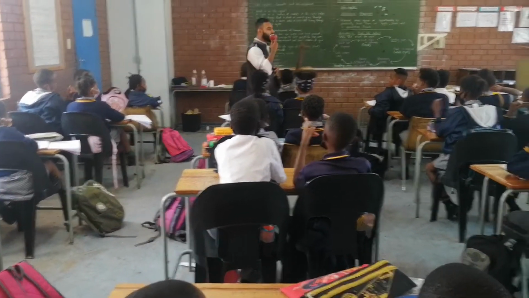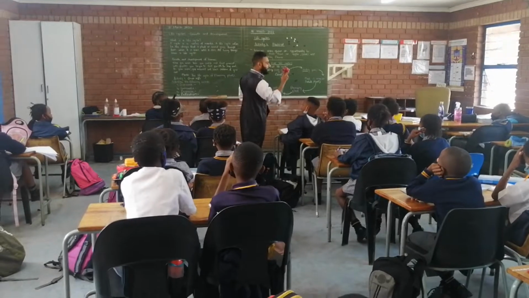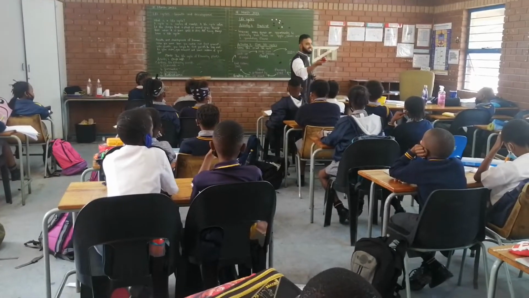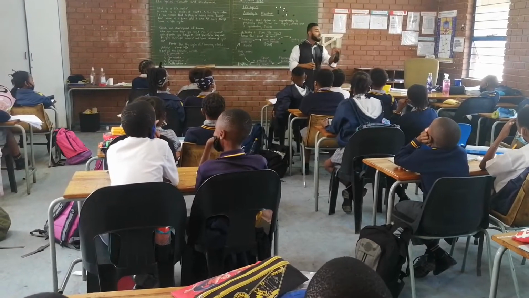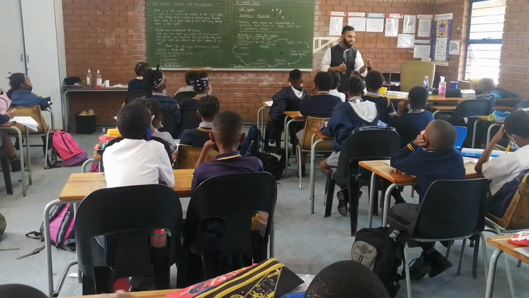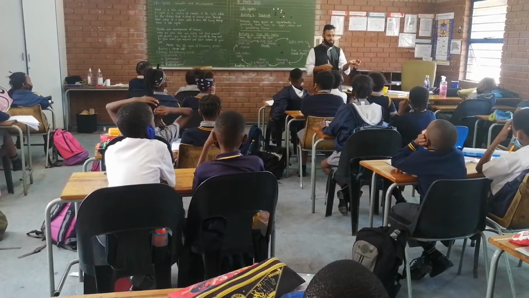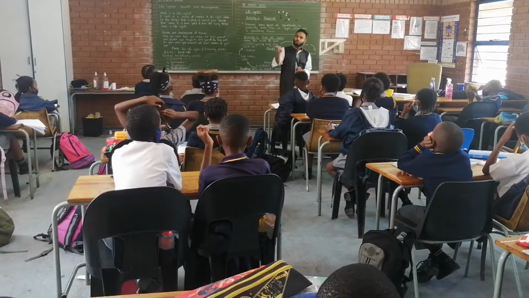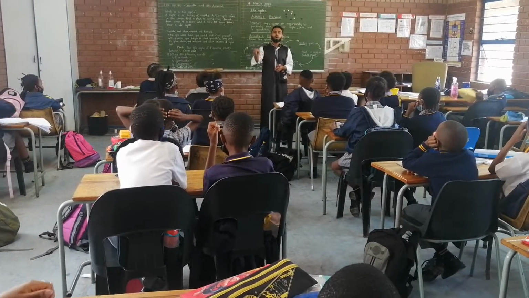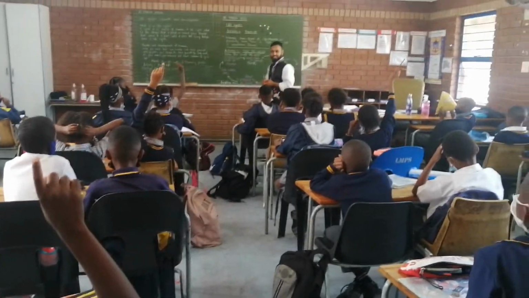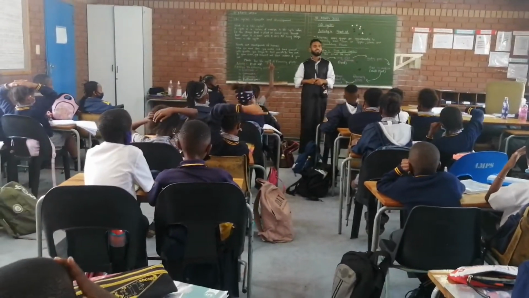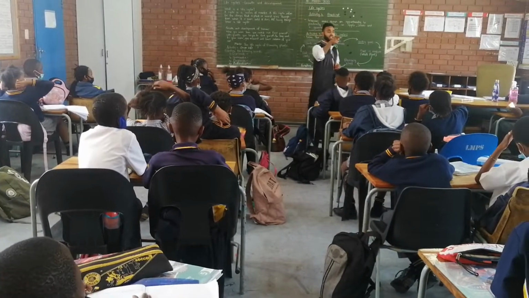And where did we get the tree from? Seed. Where did we get seed from? Apple. Where did we get an apple from? Seed. Where did we get a tree from? Seed. Where did we get the seed from? Apple. Where did we get the apple from? Tree. What do you notice about this? It's doing a cycle. Do you agree?